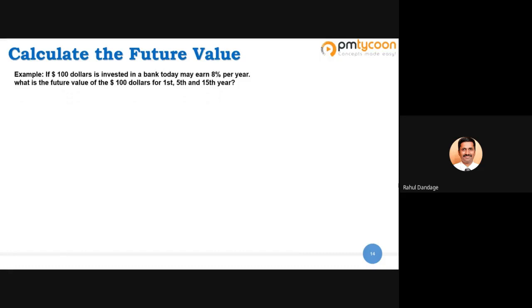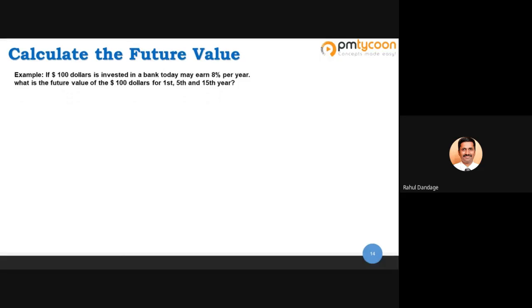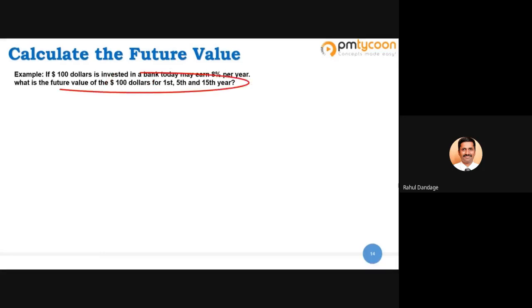If $100 is invested in a bank today, it would earn 8% per annum interest. Then what is the future value of that $100 after first year, fifth year, and 15th year? In this scenario, the 8% is our discount rate, which is nothing but the opportunity cost. And $100 is the present value. And we need to find out the future value of that $100 for the first year, fifth year, and 15th year.